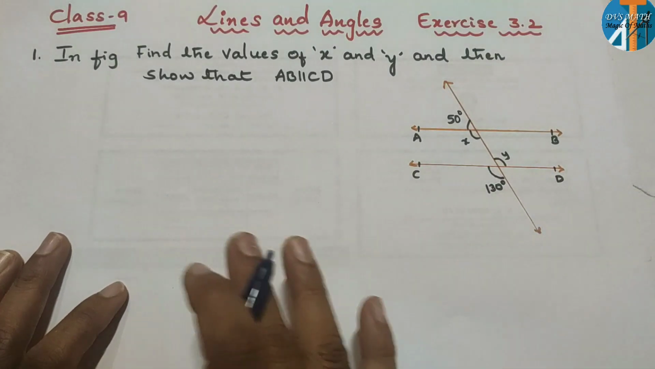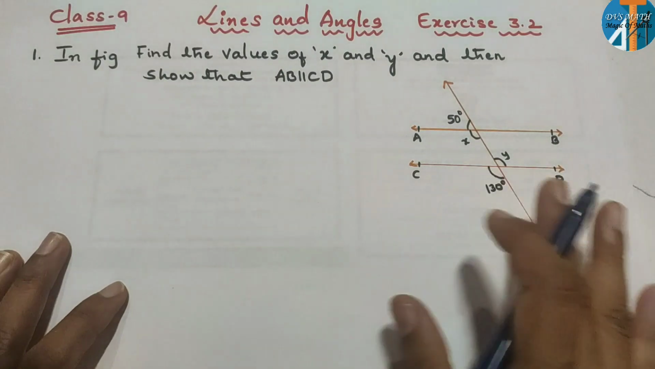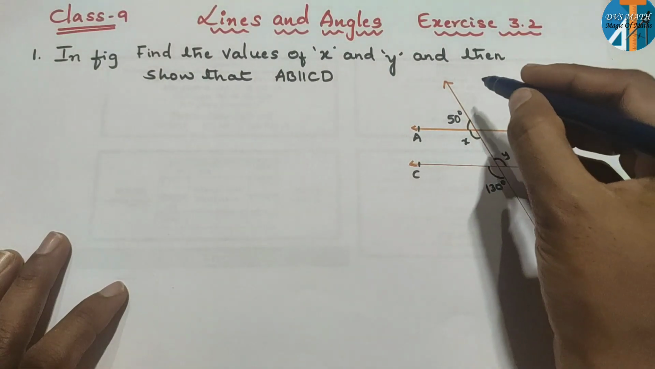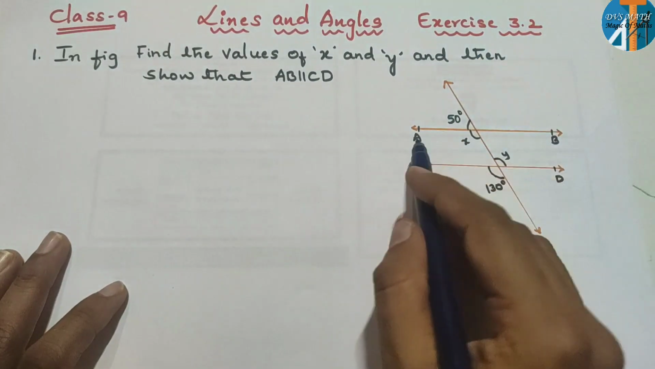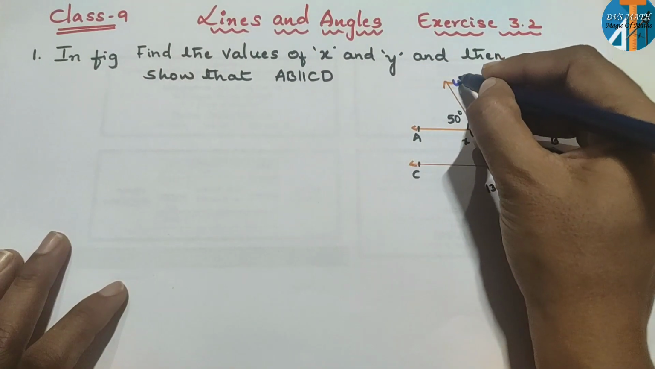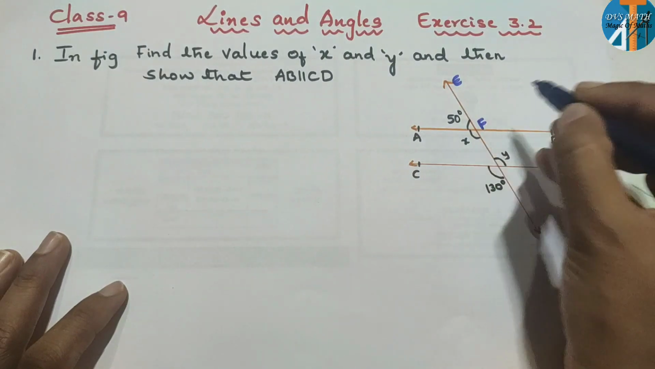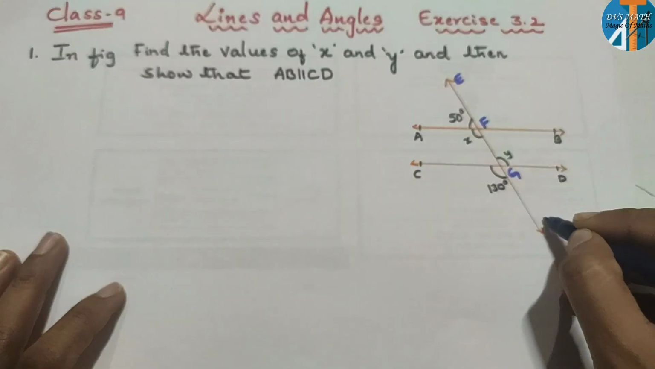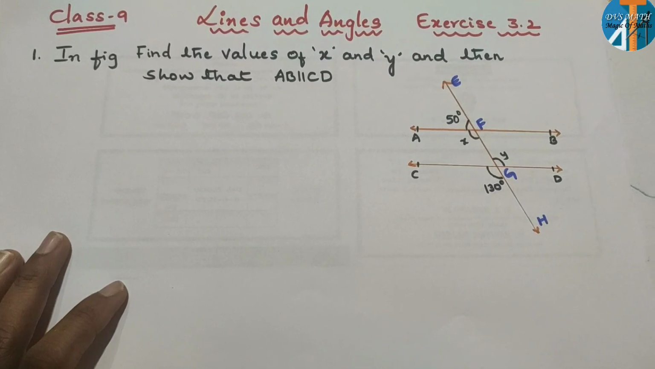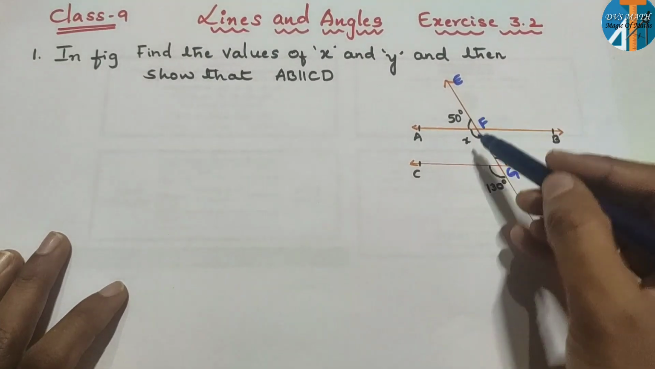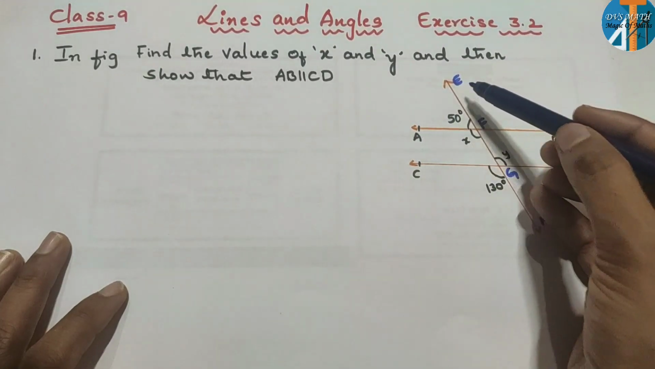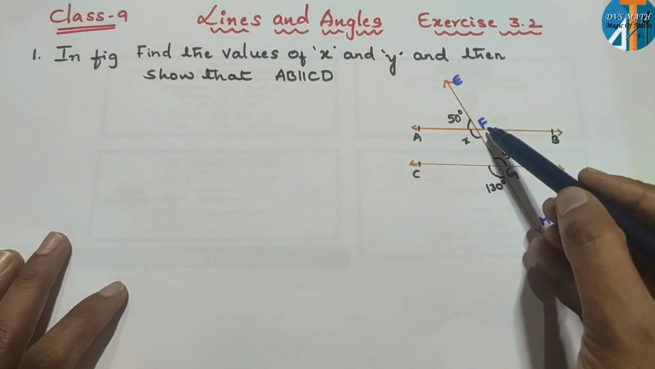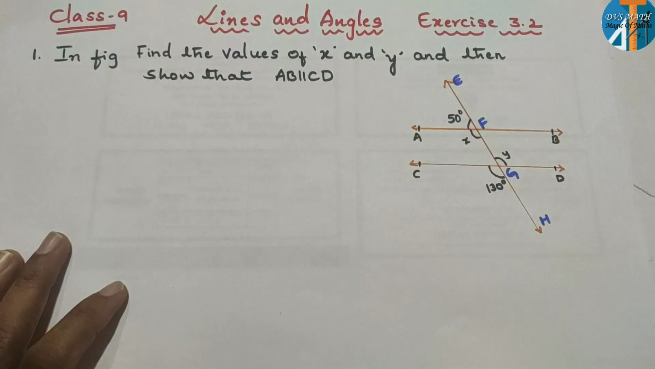Before we start, let us name the points, as we don't have any particular angle names. Let us give these points as A, B, C, D, and these as E, F, G, H. I'm giving names because to take an angle I have to have a name for it. So I took E, F, G, H for each point. Okay, so now let's begin.